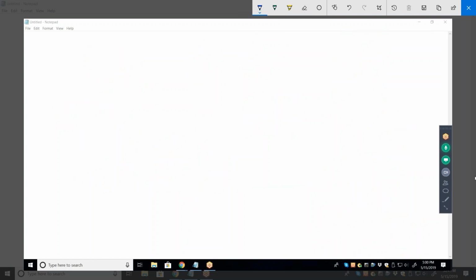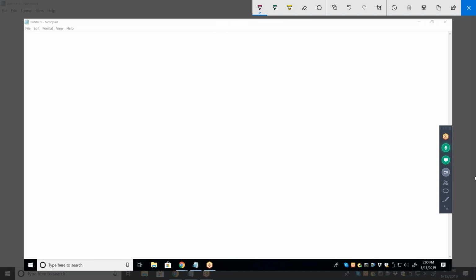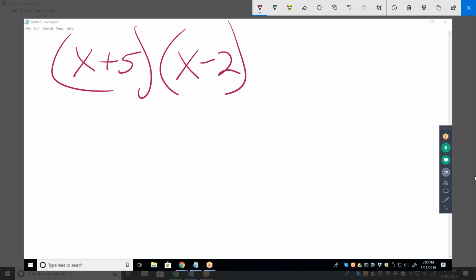What else? Okay. So when you're given x plus 5 times x minus 2 equals 8, you have to find the quadratic equation for that. Okay, did I write it correctly? Yes. Okay. What's our first step?